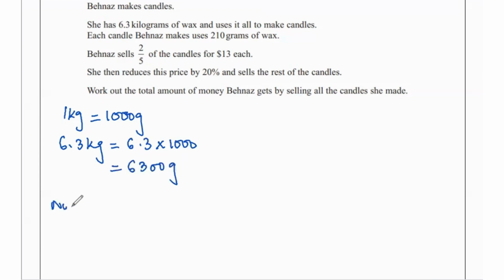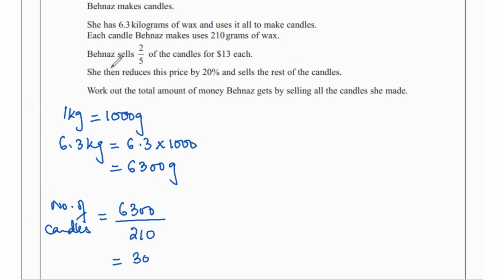So for the number of candles, what you do is you divide the total amount of wax used by the amount of wax used to make one candle. So 6300 divided by 210 is going to give us a value of 30. So she's making a total of 30 candles.